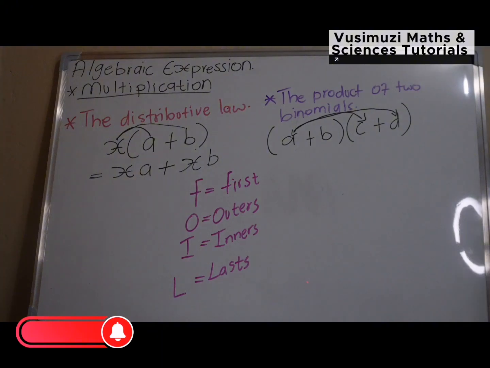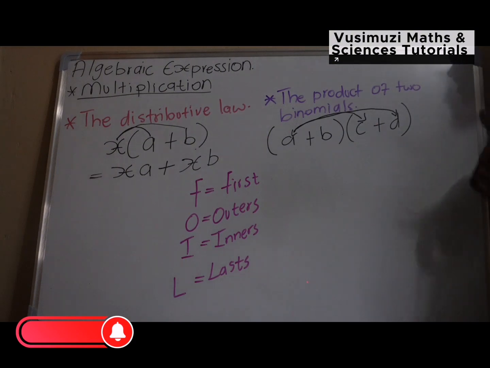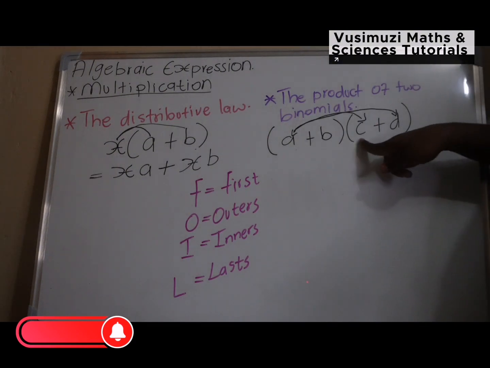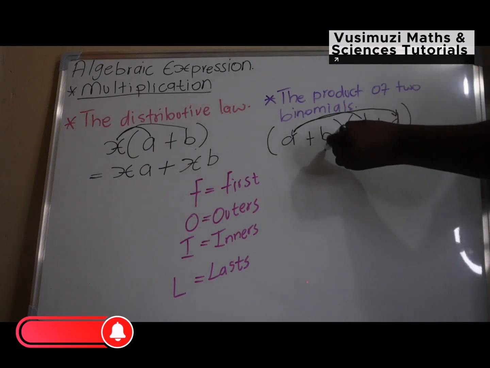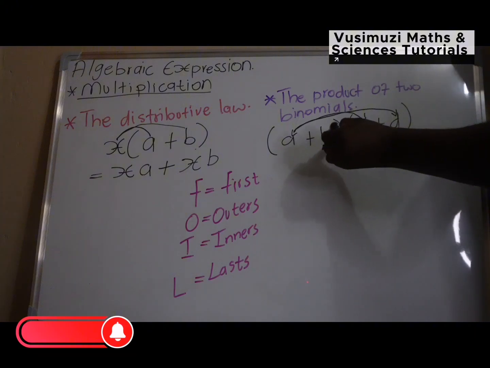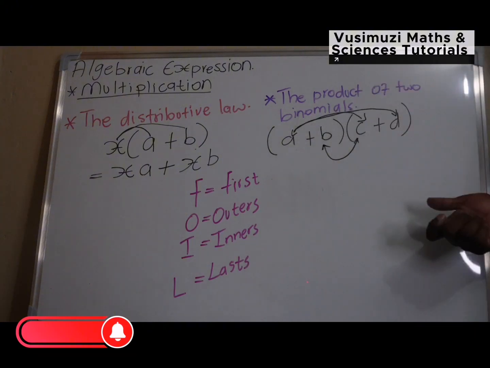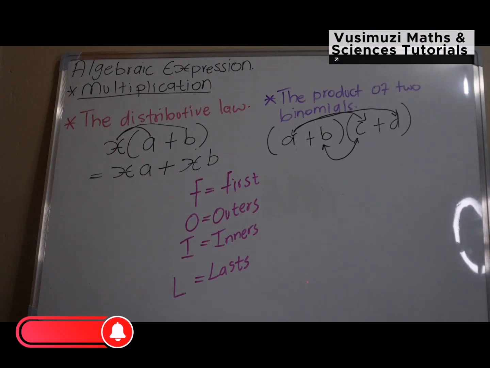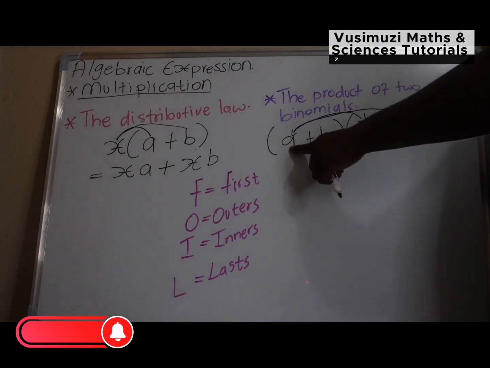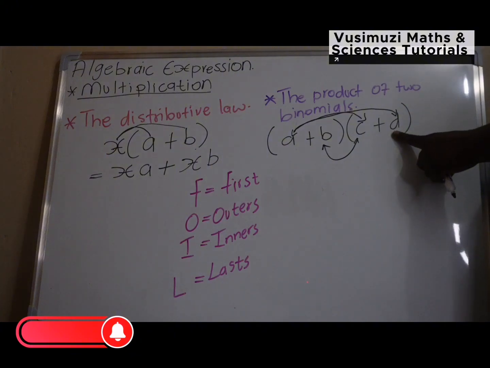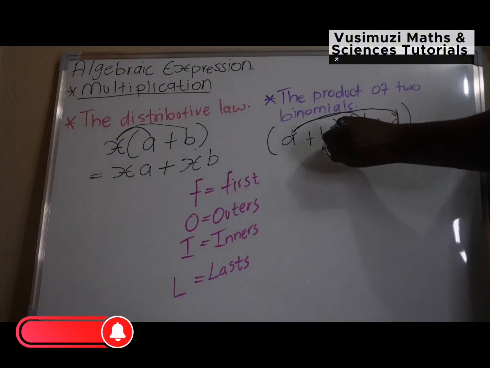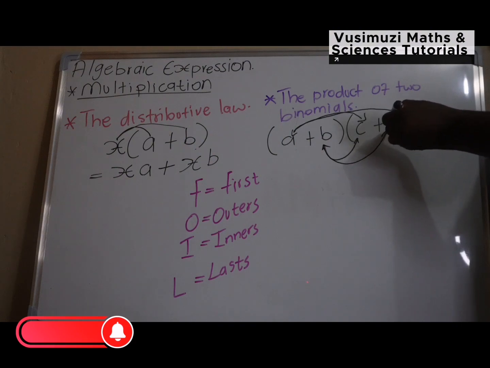Then I for inners, those terms that are inside. B and C are inside. I hope you can see. B times C, because they are inside. Then the last one is last. We multiply out the last terms, the last term in each bracket. A is the first term, B is the last term of the first bracket. C is the first term, D is the last term of the last bracket. B and D are going to multiply out themselves.